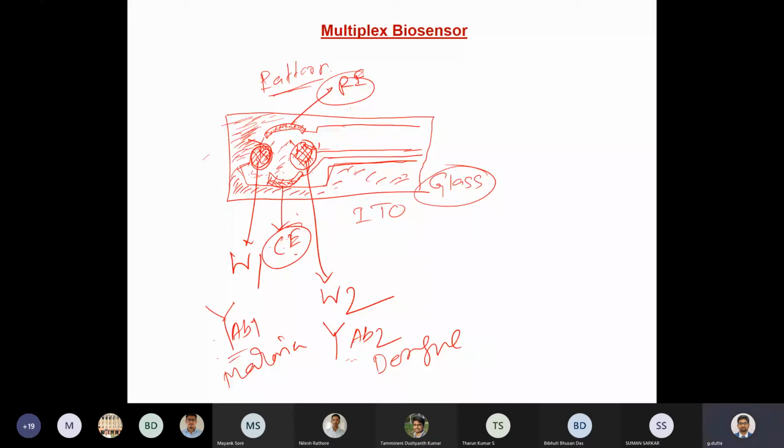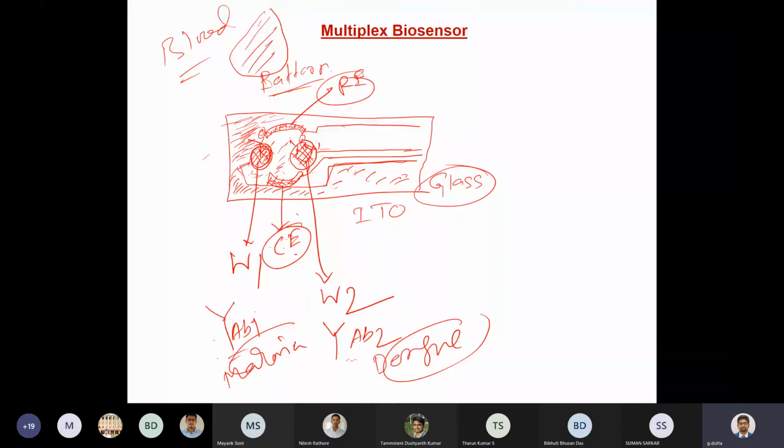Now you will drop the sample, like dropping a blood sample, and you want to check the malaria and dengue concentration in your blood sample at the same time. If you drop the blood and it contains malaria, it will bind on working one, but it will not bind on working two, because working one is specific for malaria. But if you have both malaria and dengue, then malaria will bind on working one and dengue will bind on working two. Dengue will not bind on working one. Right.